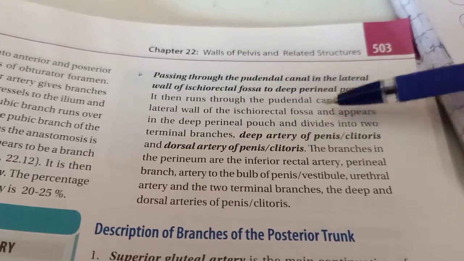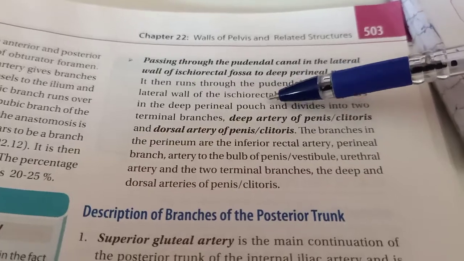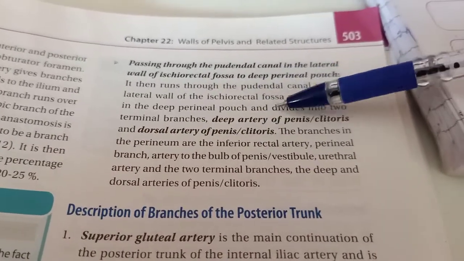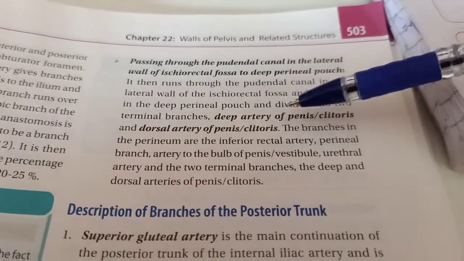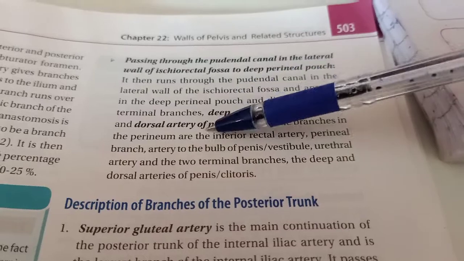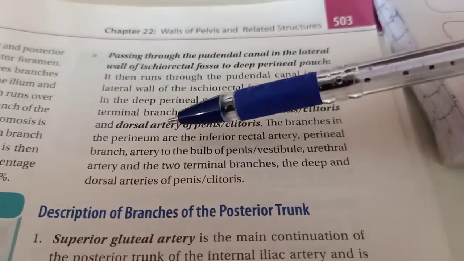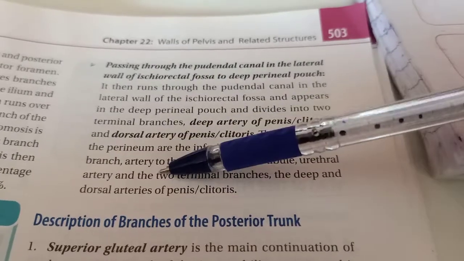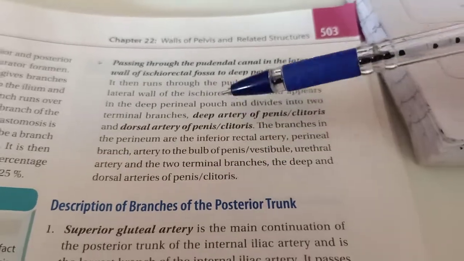It appears in the deep perineal pouch, and it divides into terminal branches: the deep artery of the penis or clitoris and the dorsal artery of the penis or clitoris. The branches in the perineum are the inferior rectal, perineal branch, artery to the bulb of the penis and vestibule, urethral artery, and the two terminal branches, the deep and the dorsal arteries of the penis.